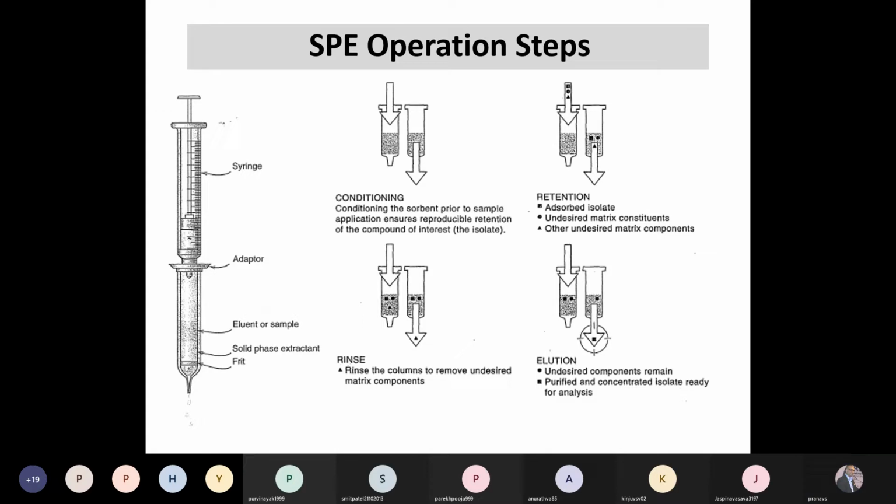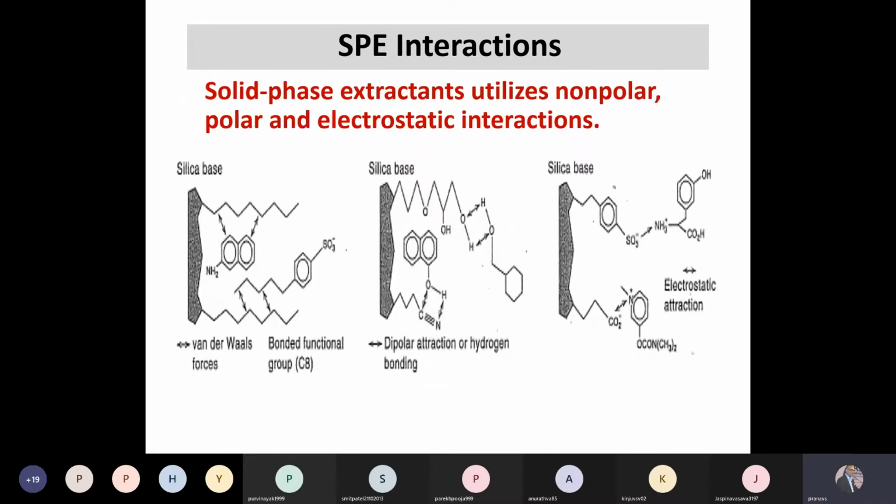Now, if we move ahead, what we find is these are the interactions, as I said, which are dominant in SPE. Solid phase extraction utilizes non-polar, polar, and electrostatic interaction. It all depends upon the type of solid phase which we have used, because it can be chemically modified.